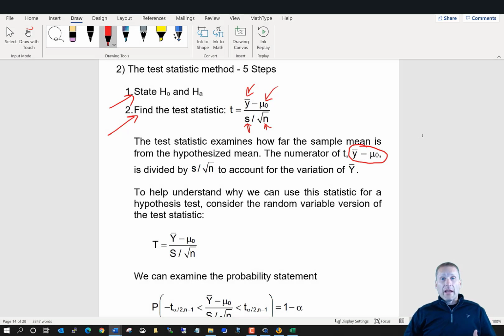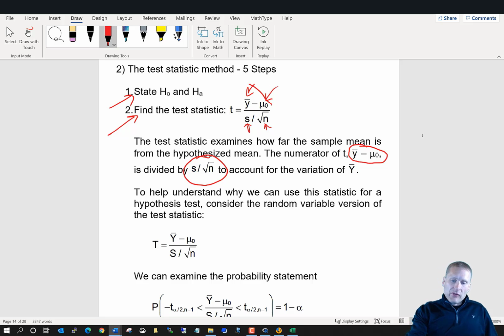Now, we also know that this Y bar is going to vary from one sample to the next. So we need to take that into account. And the way that we do that is to divide by the estimated standard deviation of Y bar, S divided by square root of n. By dividing by that, we take into account how the distance that Y bar is from mu0 could simply be due to the variation that one would expect to observe.